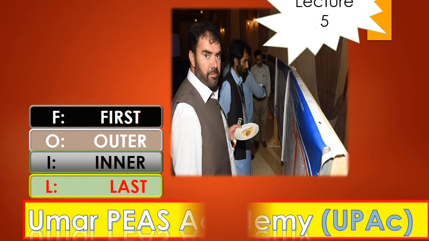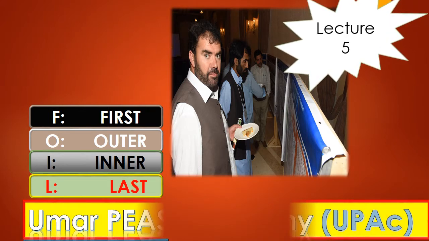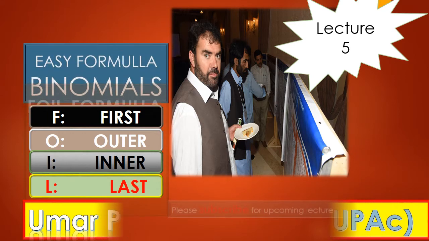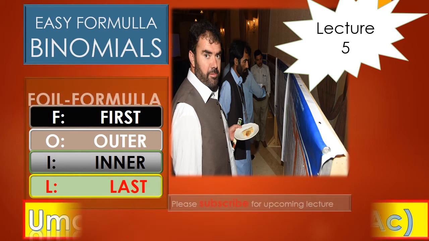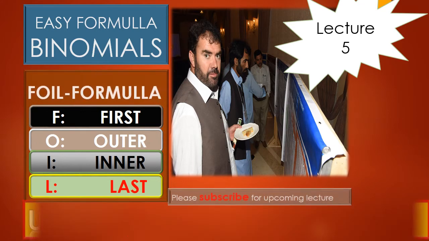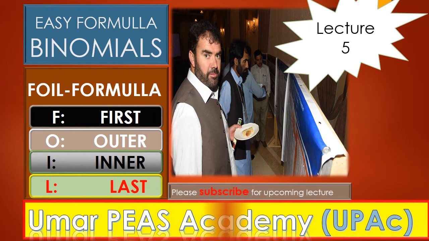Today's lecture is lecture number 5 of the General Mathematics lecture series. In this lecture, I am going to tell you about a very easy and a very important formula of binomials, that is the FOIL formula. F-O-I-L, FOIL formula. F is for first, O is for outer, I is for inner, and L is for last.